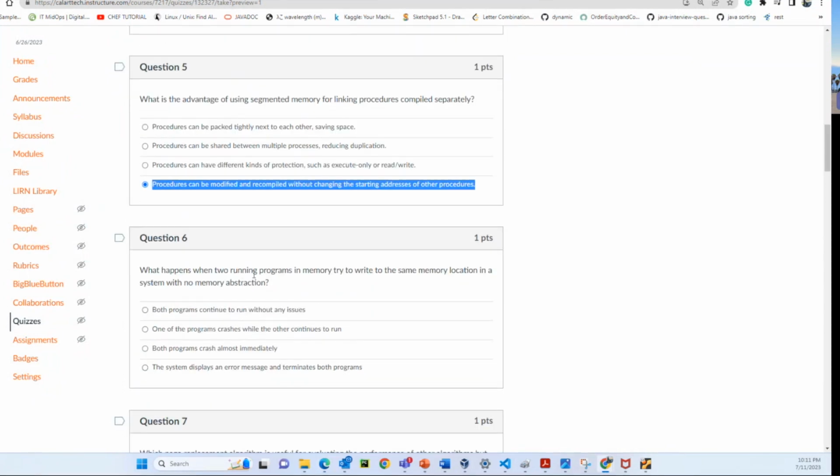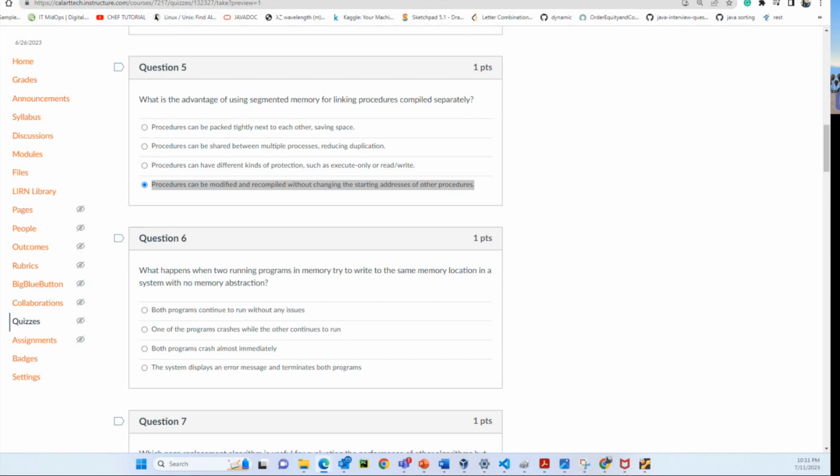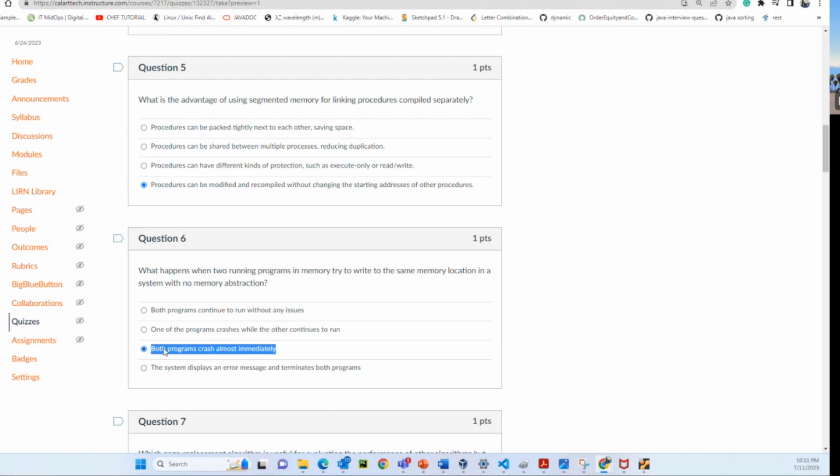What happens when two running programs in memory try to write the same memory location in a system with no memory abstraction? So that's a serious problem. Basically, they will crash, right? None of them can persist because you are overwriting on each other. So at some point, it will not find any reference for whatever it has done before. So they will have no way to continue. They will crash eventually.